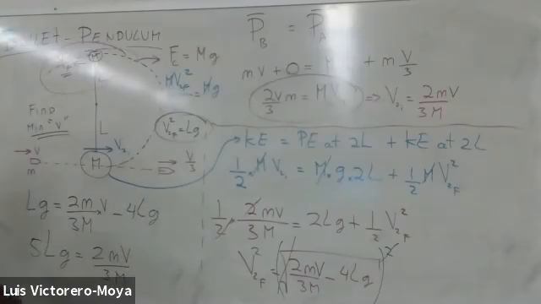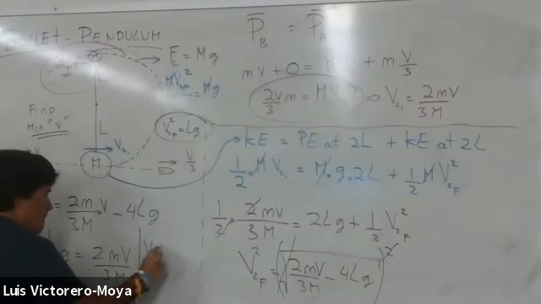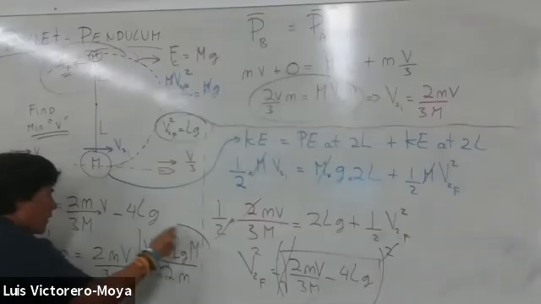So here, V will be equals to 15 Lg big M over 2 little m. That's the answer.